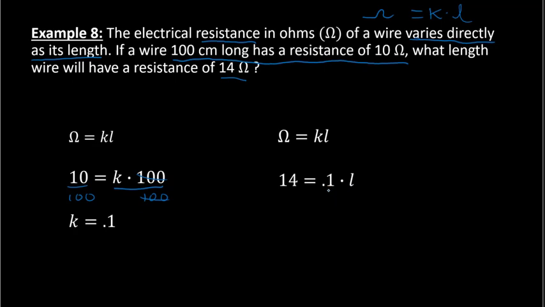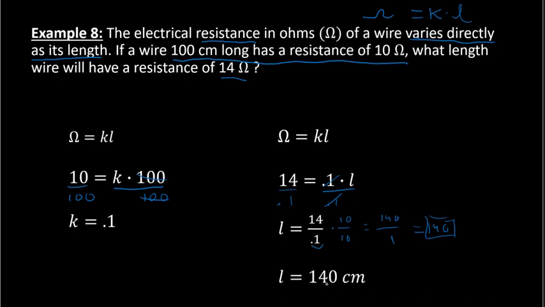I can solve this for length by dividing both sides by 0.1. So that will divide out. I have 14 divided by 0.1. That equals L. And I can do this on a calculator, or I can multiply top and bottom by 10 to get rid of that decimal in the bottom. That gives me 140 over, move that over one space. So I have 140 over 1, which is 140. So my solution is that the length would equal 140 centimeters.